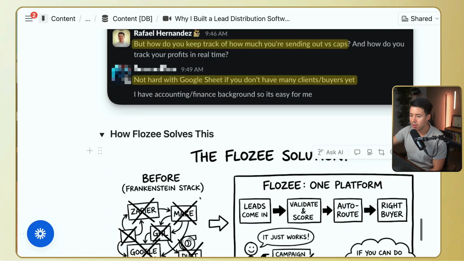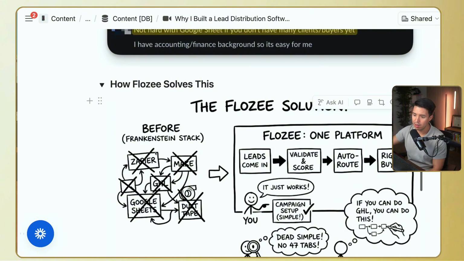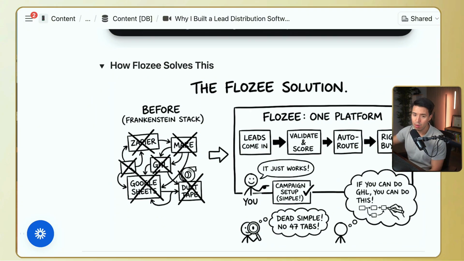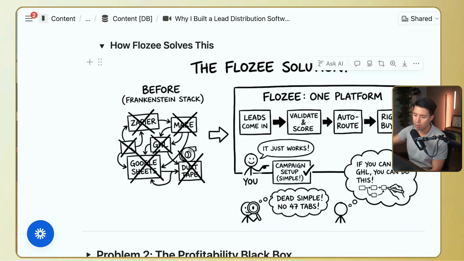How Flowzy solves this, right? So you have all of this: Zaps, Makes, GoHighLevel, Google Sheet, duct tape. Instead, it's an all-in-one platform. The lead comes in. Our software is actually going to validate and score those leads with AI so you can track lead quality over time. It's going to route it to the right buyer. It just works. Simple, right? No 4 or 5 different solutions and working messy. One software, you can do it, track it, everything.